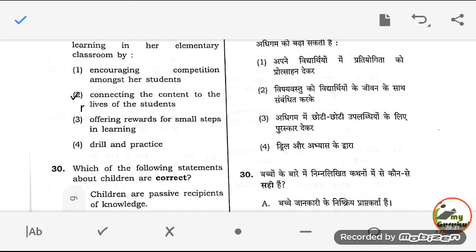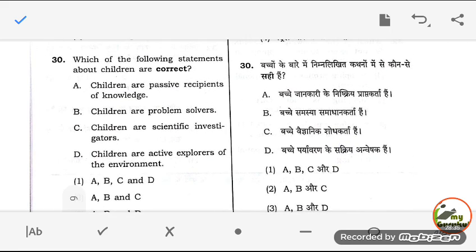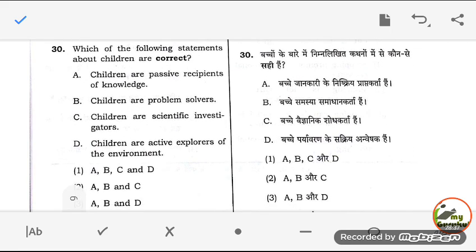And the last question of this video, that is from the CDP section. Which of the following statements about children are correct? Children are passive recipients of knowledge. Children are problem solvers. Children are scientific investigators. Or children are active explorers of the environment.